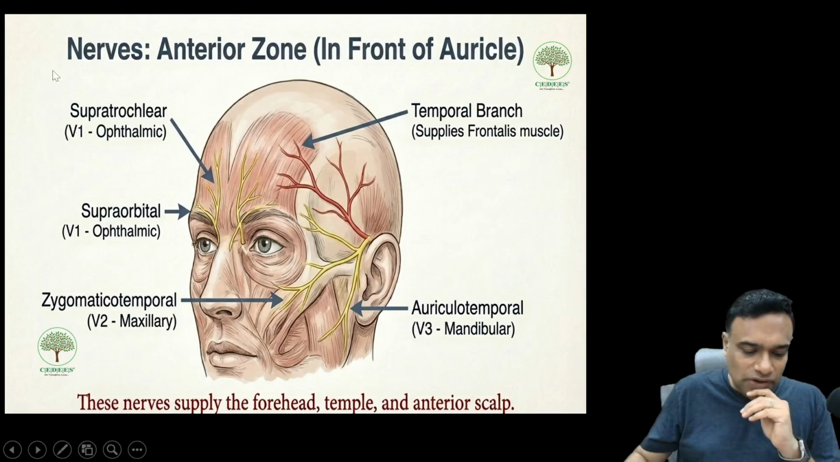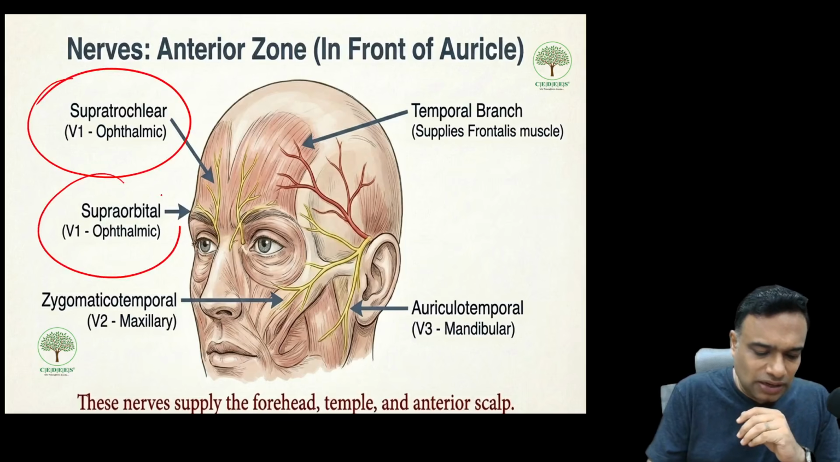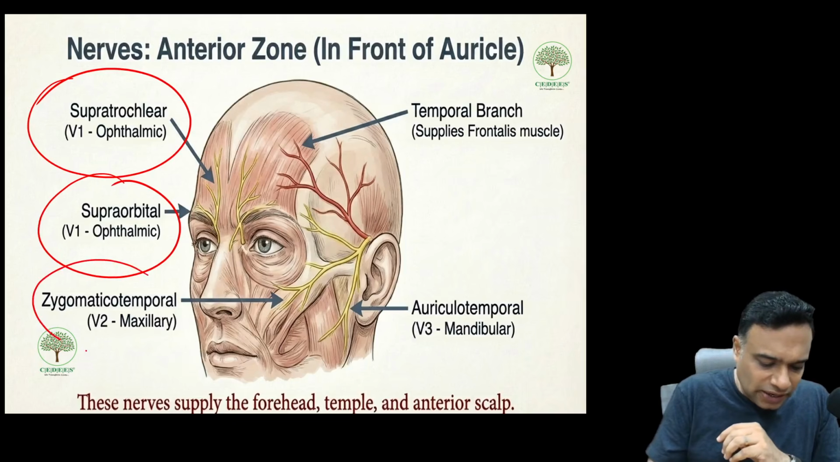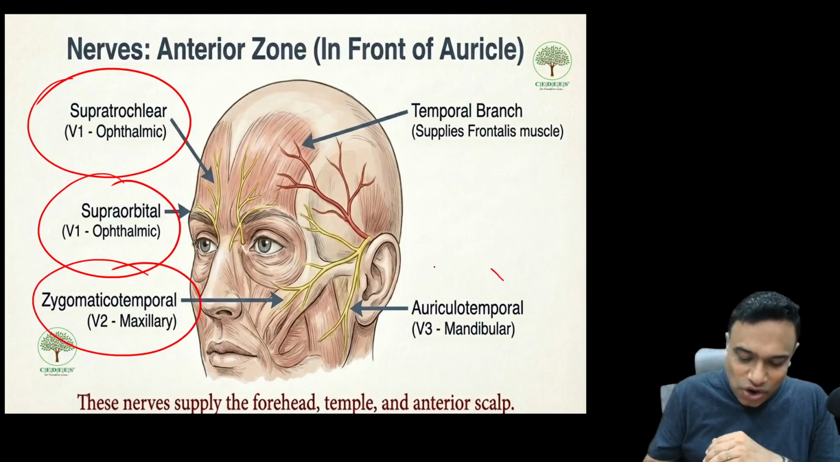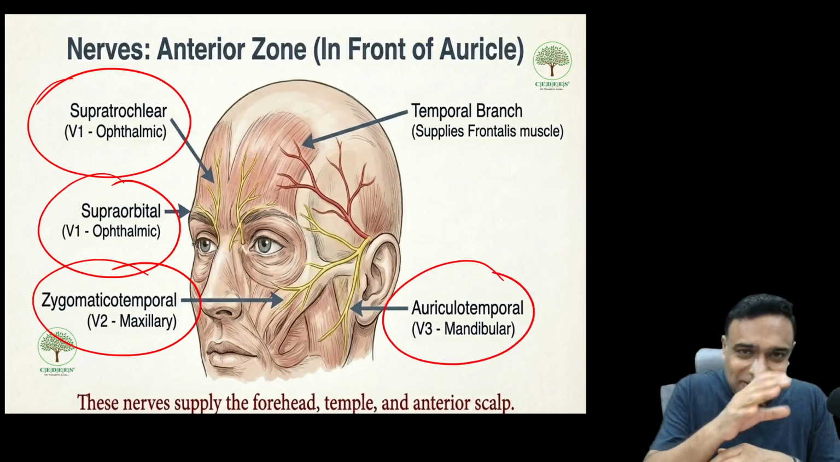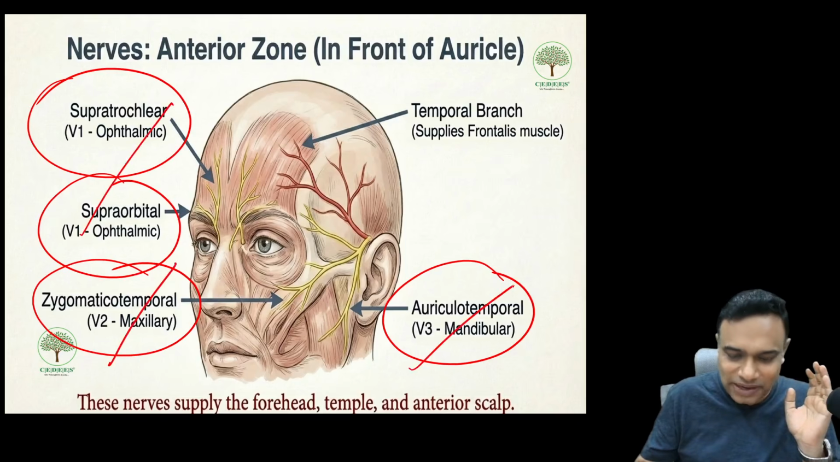What are they? Let's go through. The supratrochlear nerve, the supraorbital nerve, branches of the ophthalmic nerve. Okay? Then zygomaticotemporal nerve, a branch of your maxillary nerve. Auriculotemporal nerve, a branch of your mandibular nerve. So all the 3 parts of your trigeminal is covered. Ophthalmic done, maxillary done, mandibular done.